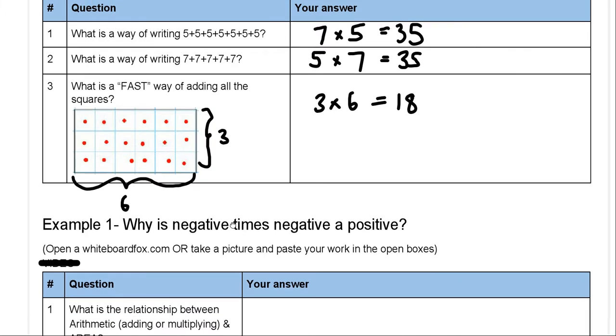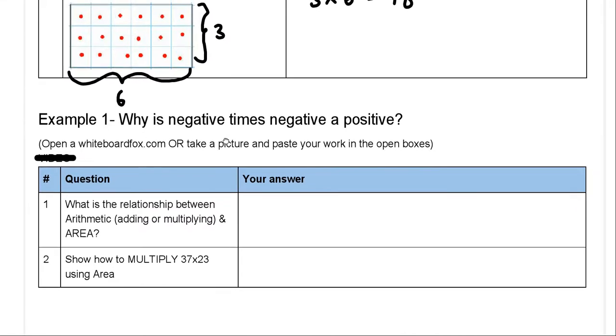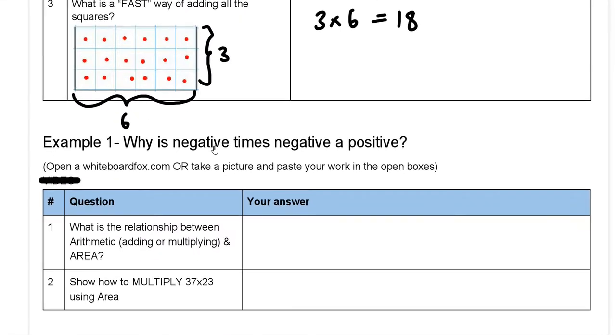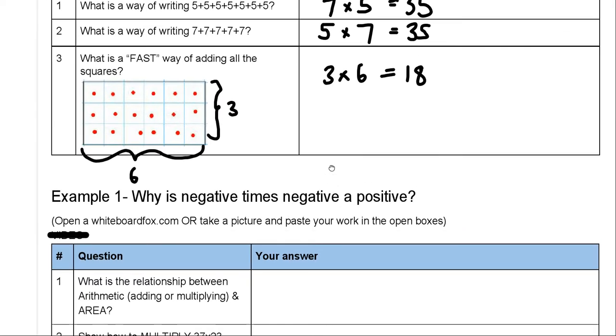Okay, so look at this. So here's the first idea. We're going to get to this idea of trying to prove why a negative times a negative is a positive, so that we can use this for later applications.